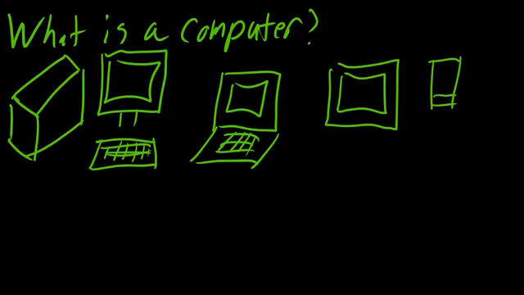Because these devices we use to surf the web and check YouTube videos all qualify as a computer of some sort. You've got your desktops, the desktop computer, the laptop computer, you've got your tablets and cell phones, all really qualify as being a computer.